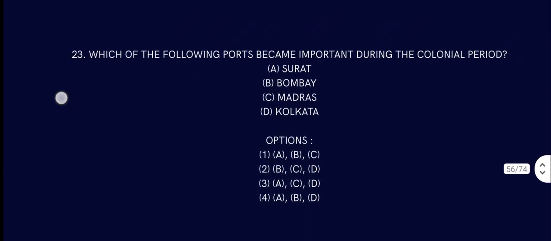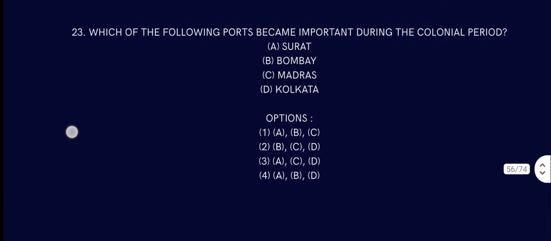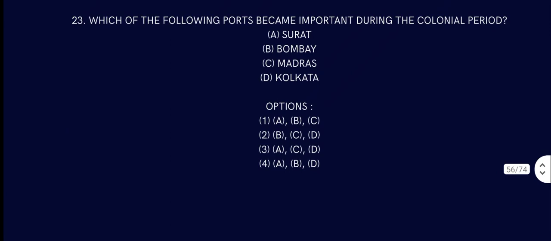Question number 23. Which of the following ports became important during the colonial period? Surat, Bombay, Madras, or Kolkata? Who were the important colonies? So I think Mumbai, Madras, Kolkata, B, C, D. Yes, because Surat later became one of those. So the answer is Madras, Bombay, and Kolkata. B, C, D became the important ports during the colonial period.